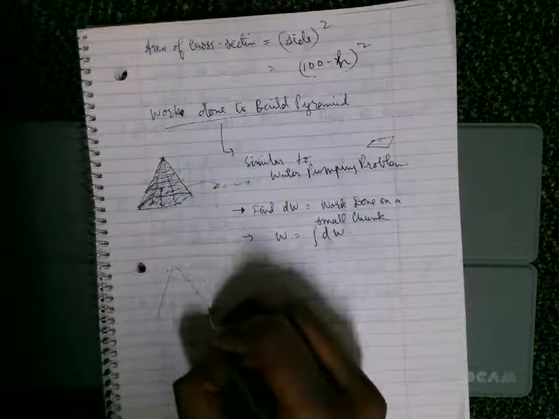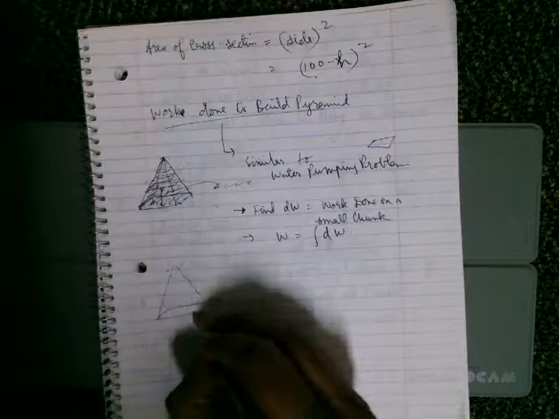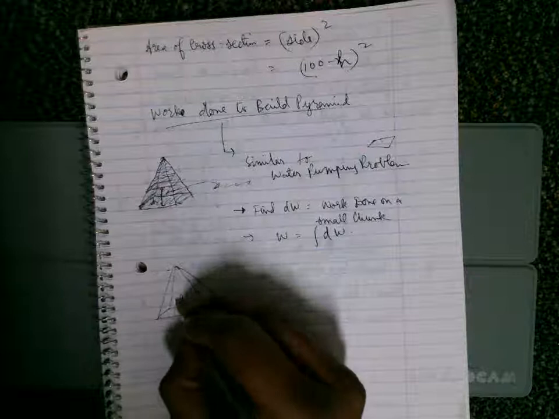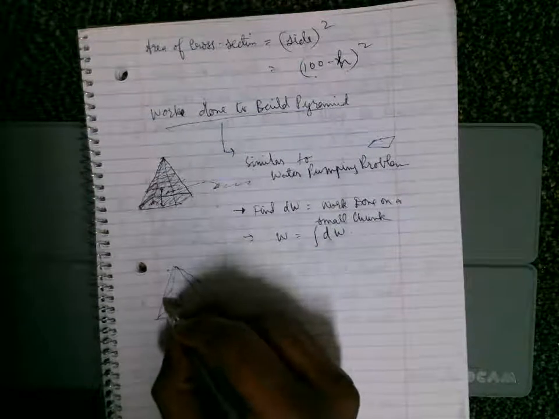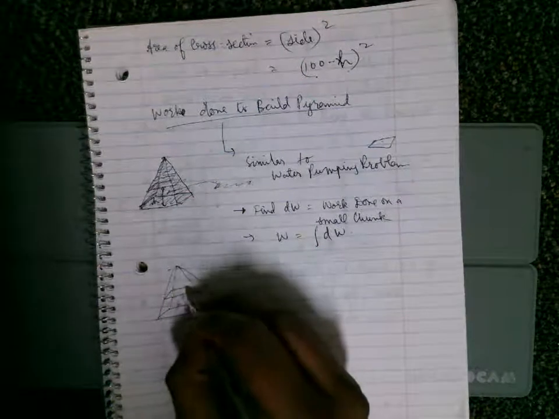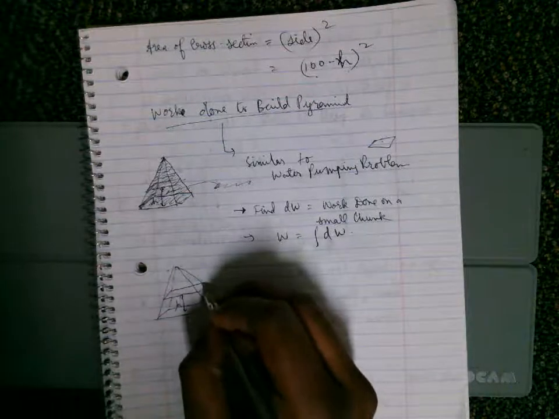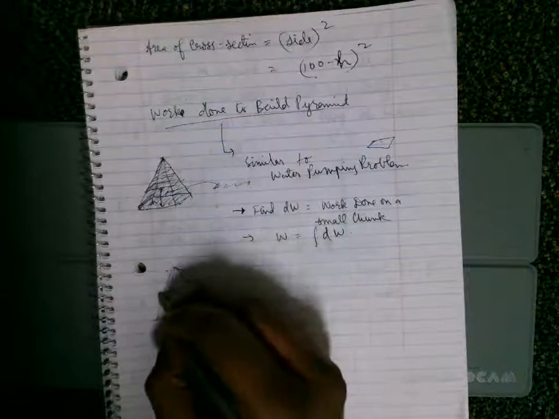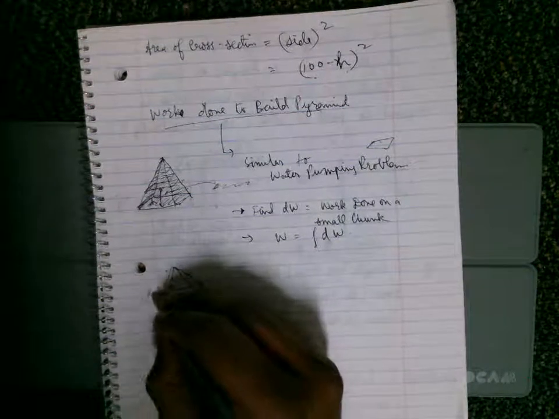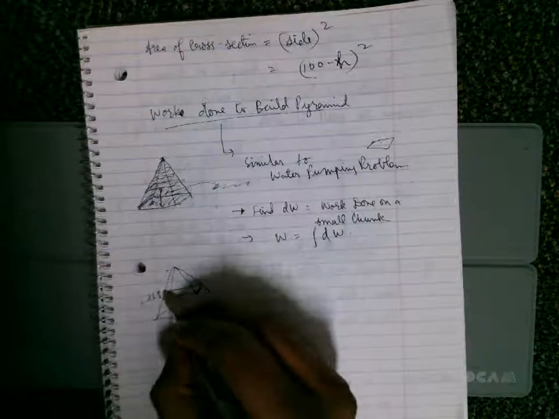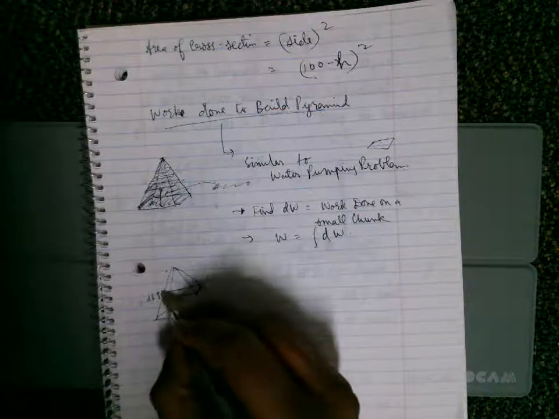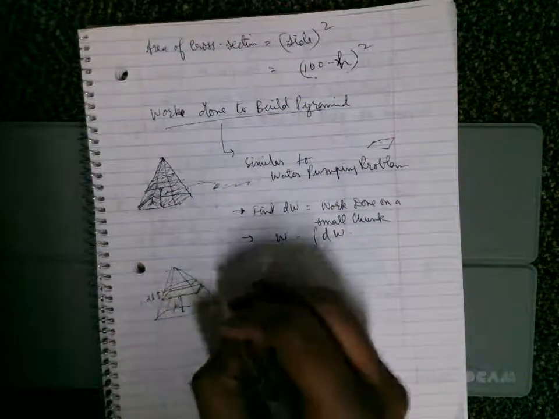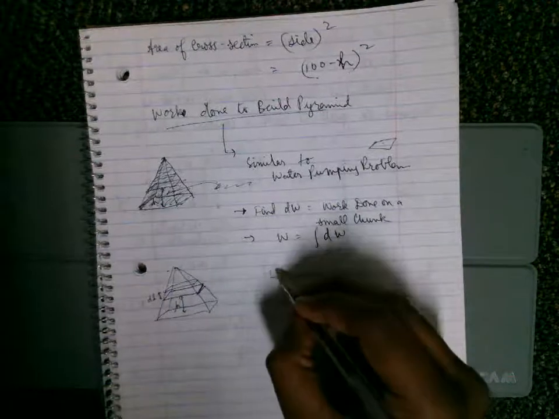So let's say you want to build a pyramid, and you have already built up to the height h. We have built this pyramid up to a height h. Now, if I want to place a rock of height dh, whose cross section area is this, then since dh is so small, it is just like a cube, right?